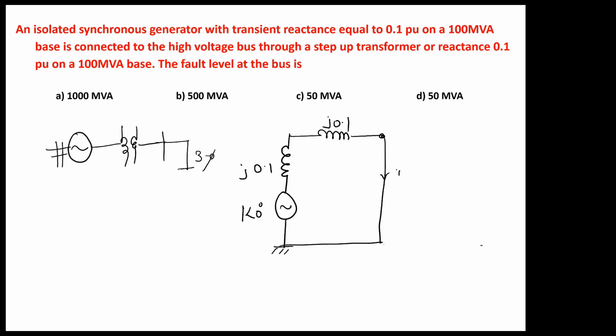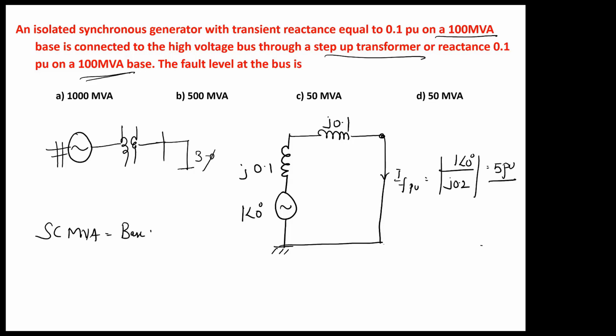Now he's asking short circuit MVA. First calculate IF per unit. IF per unit is 1 divided by j0.2, sorry, j0.2. So this will be 5 per unit. Since both the generator MVA and the transformer MVA are 100 MVA, we can take our base MVA as 100 MVA. So short circuit MVA will become base MVA into IF per unit. So this value will become 100 into 5, 500 MVA. So symmetrical fault analysis is very easy. First, you have to draw the per unit impedance diagram, identify the fault point, and compute the per unit fault current. That's it. Okay.